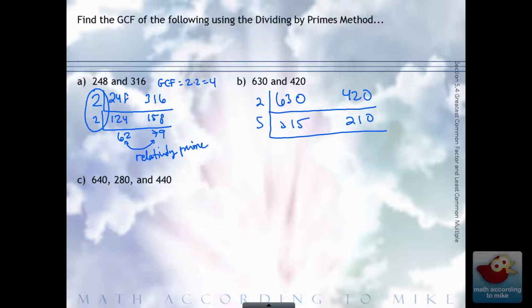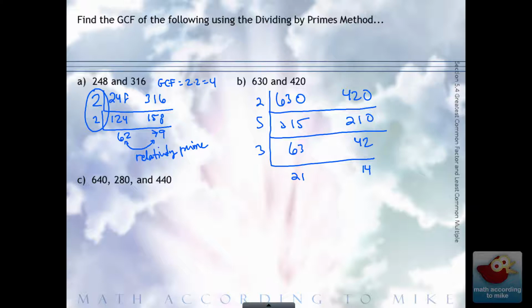5 goes into 315 63 times. And into 210, I want to say 42 times. It just feels right. All right. 2 nor 5 will work again, but 3 will work. 3 will go in 21 times here. And here, this should be 14.